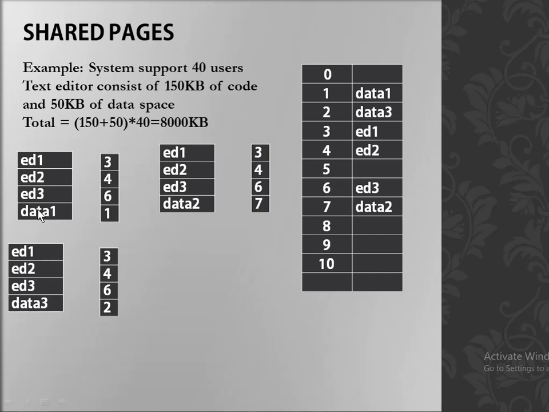The only thing is that the data space varies from process to process, or user to user. Data 1 is for user 1, and it will be stored in frame 1 here. In a similar way, this is user 3 and that data 3 will be stored in frame number 2. But this is in non-shareable mode, while the text editor code is in shareable mode. So if you share these pages, it needs only 2150 KB of space in total.